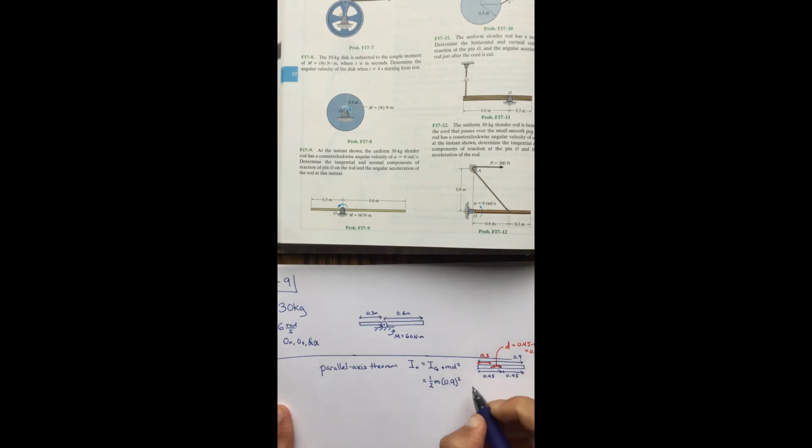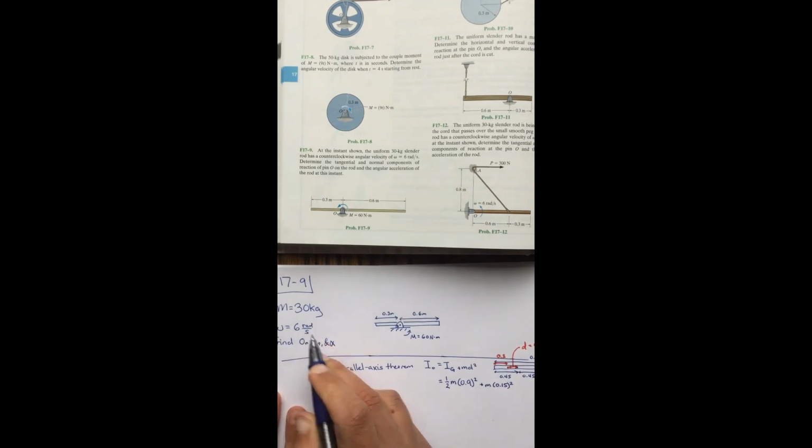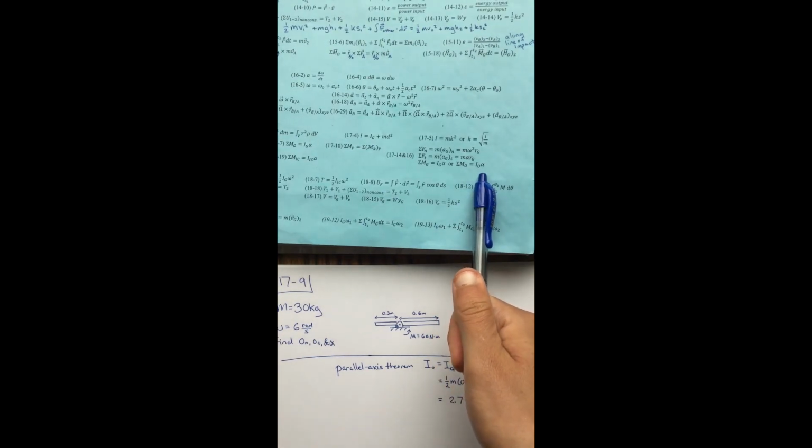So for my moment of inertia, this is the mass times d squared, that's 0.15 squared. And the mass is equal to 30 kilograms. So if you plug everything in here and do the math, you get 2.7 kilograms times meter squared for the moment of inertia about point O. So now we can do the sum of the moments about point O is equal to the moment of inertia about point O times the angular acceleration.